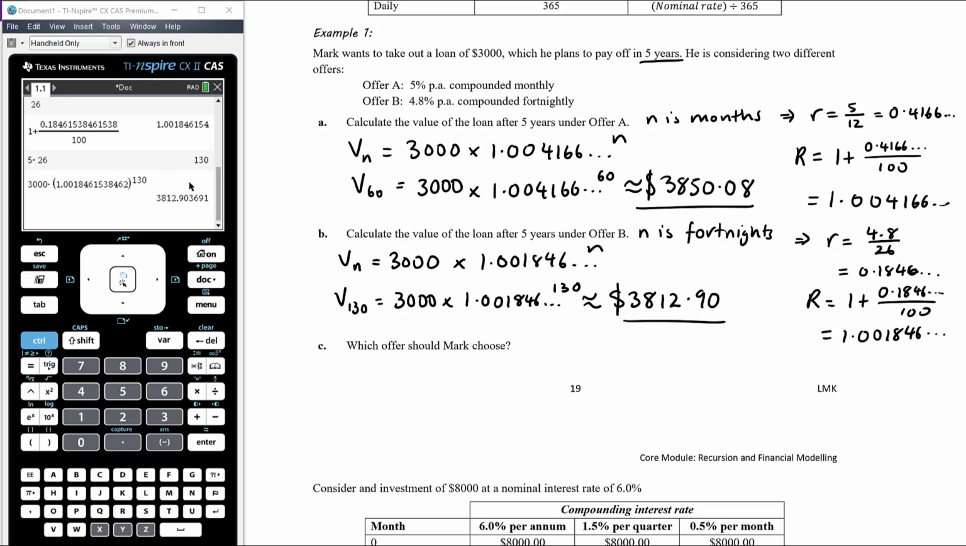However, I want you to be careful about what the question's asking you. He wants to take out a loan of $3,000. So he actually, in this case, wants the lower value. Okay, so the loan means he wants the lowest value because he has to repay that money. Okay, so be careful about the question. If this was an investment, he would definitely be going with offer A. He's earning more interest. But with a loan, he's paying the interest, so he wants a lower total. Okay, so therefore he wants offer B is the one that he should go with in this situation.